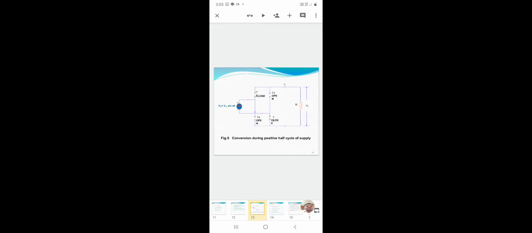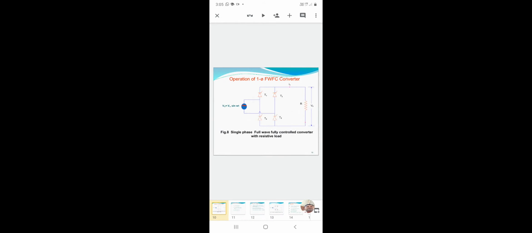So this is during the positive half cycle. And during the negative half cycle, that means the lower cycle, T3 and T4 are forward biased, and T1 and T2 are reverse biased.